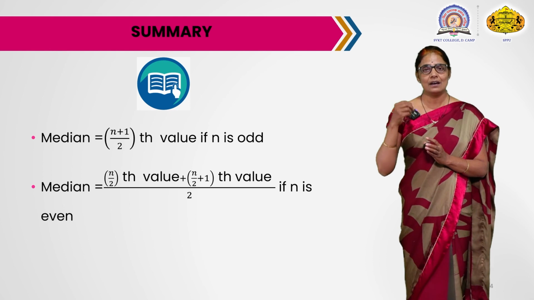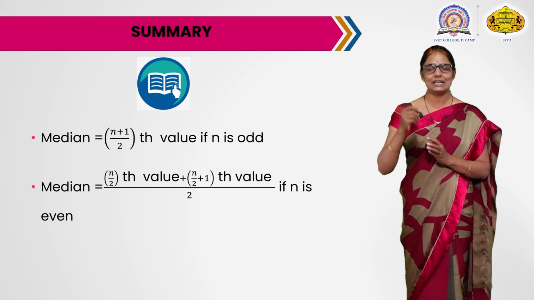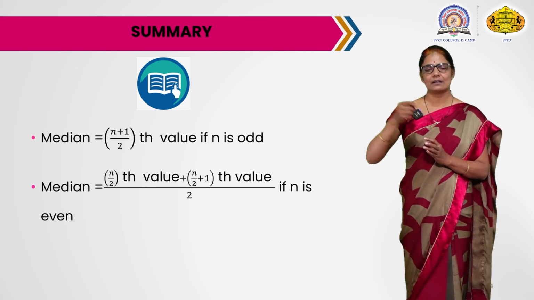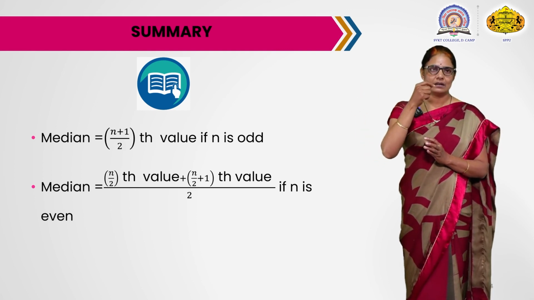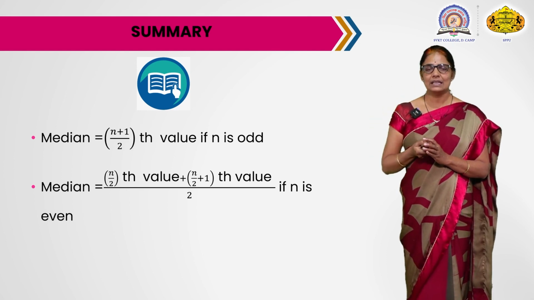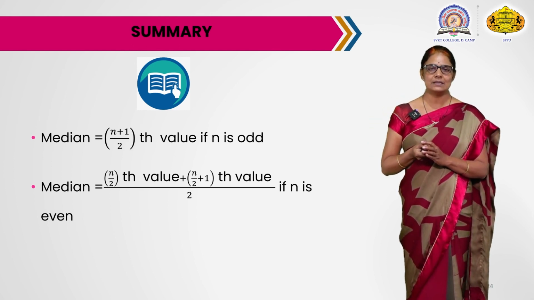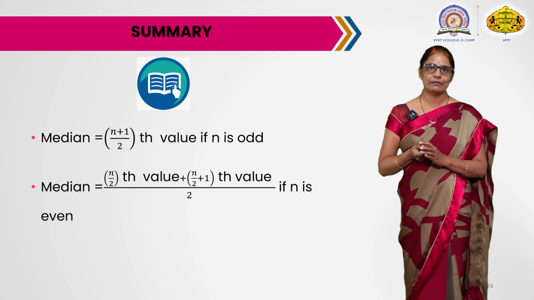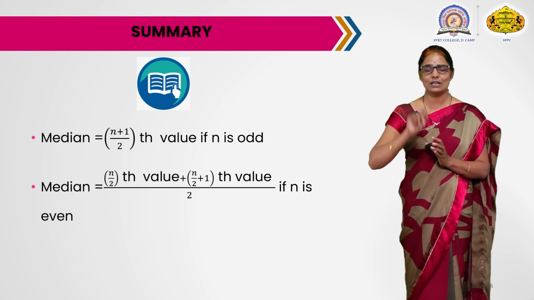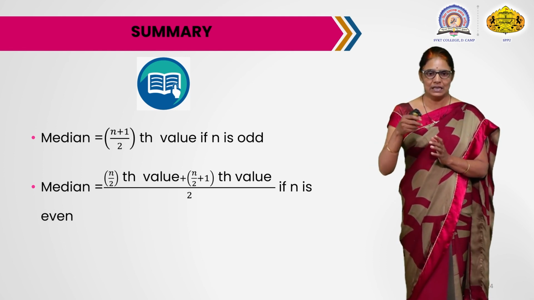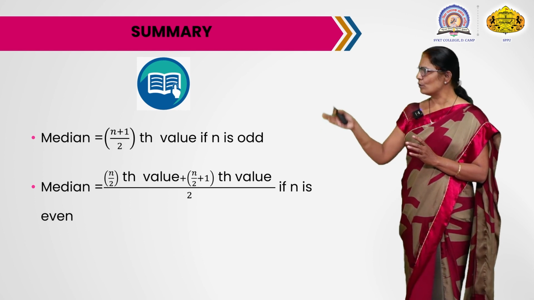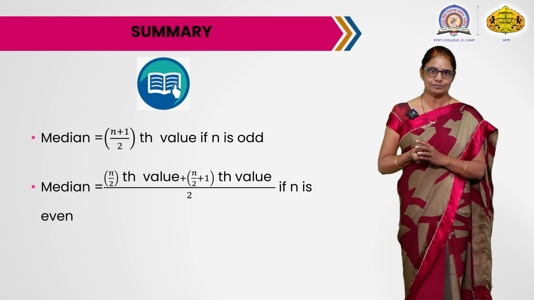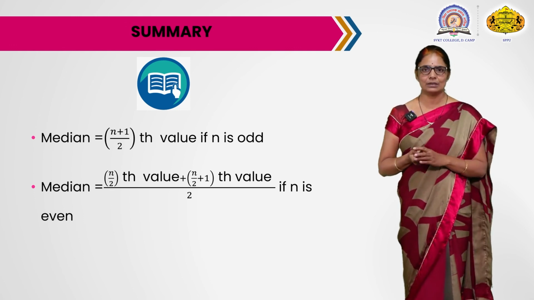Suppose we are given a simple frequency distribution, that is, we are given the observations x1, x2, up to xn, and the corresponding frequencies f1, f2 up to fn. Then in that case we find the total frequency, that is small f1 plus f2 up to fn, which is denoted by capital N, and the formula remains as it is. Only in these two formulas we have to replace the small n by the capital N. So we will get the formulas for the median.